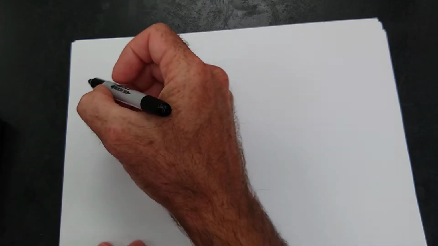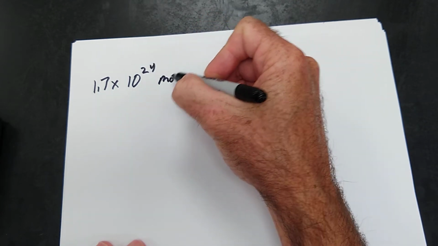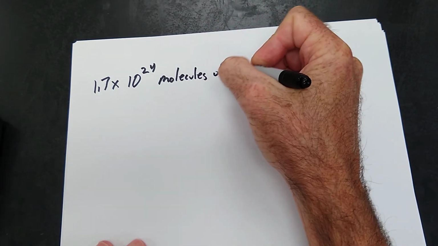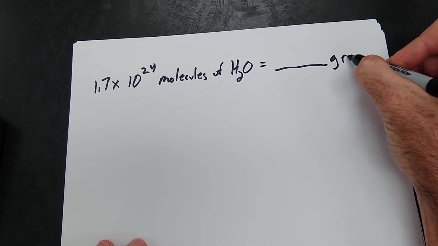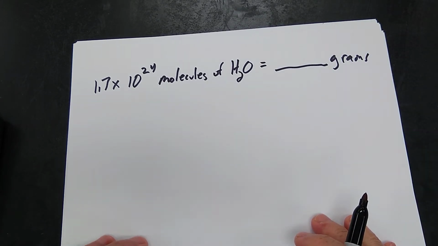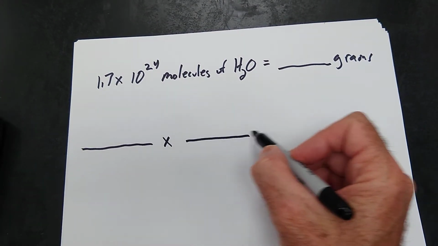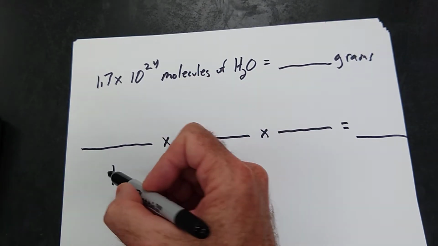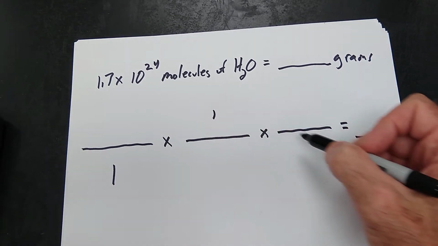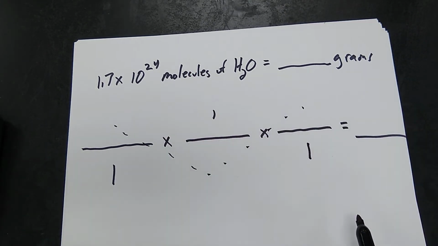Let's try another one. What if I did it backwards? What if I had 1.7 times 10 to the 24th molecules of water? Then how much would that weigh? That would be how many grams? Okay, we can do this, no problem. Our formula goes like this, and I call it a V-shaped equation, because it's something over 1 times 1 over something times something over 1. So you're entering numbers in this V shape. Does that make sense to you?